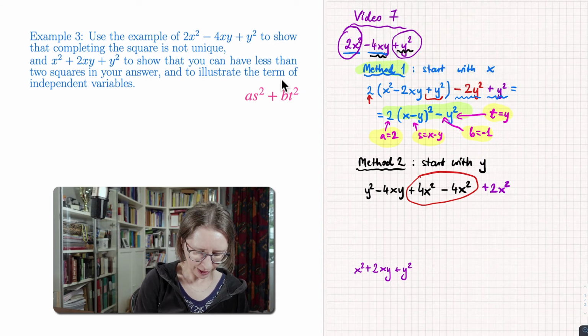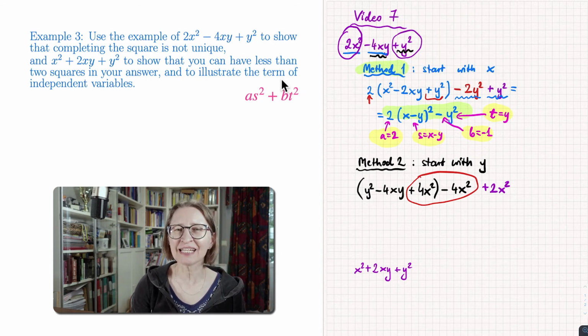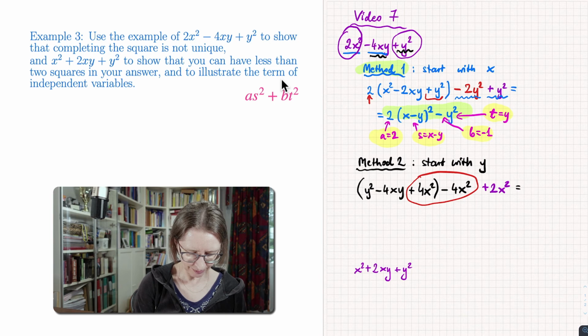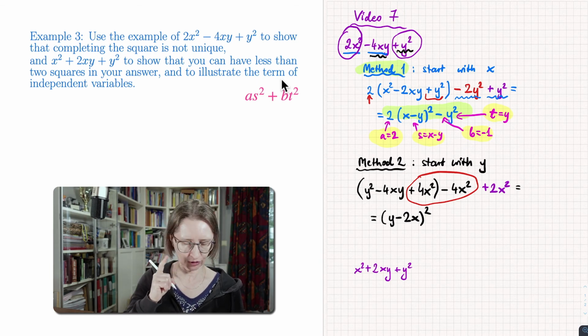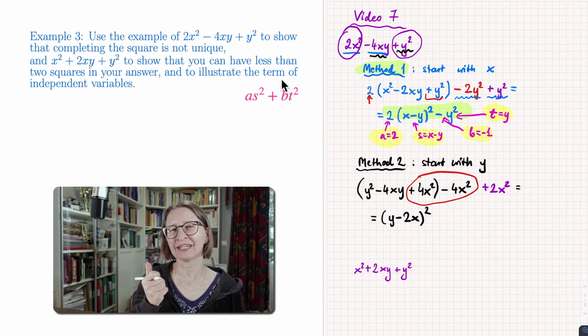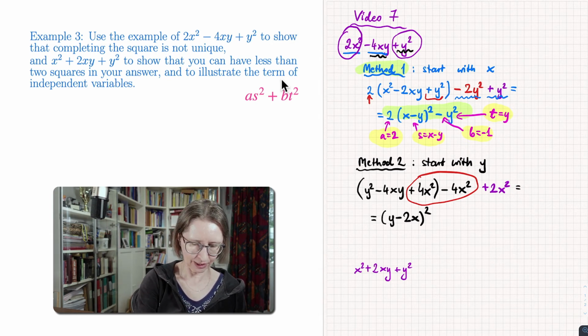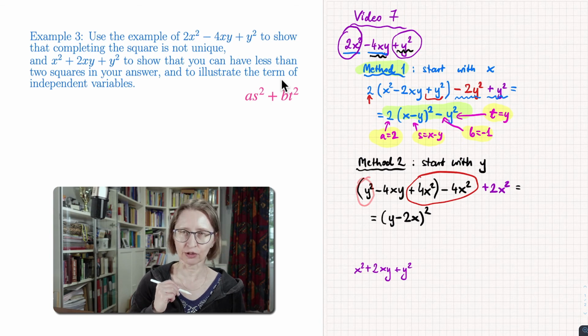And now I look at this expression here. It is already a perfect square. So this one is equal to y minus 2x all squared. Think about it. How do you square a difference? You take the first one squared. It is y squared. You have it here, right?